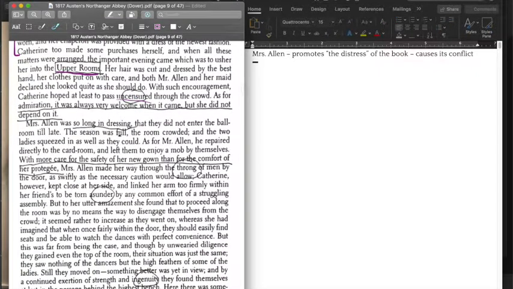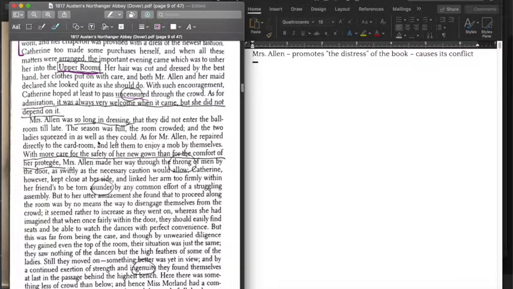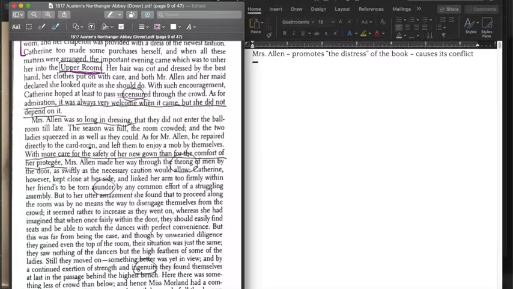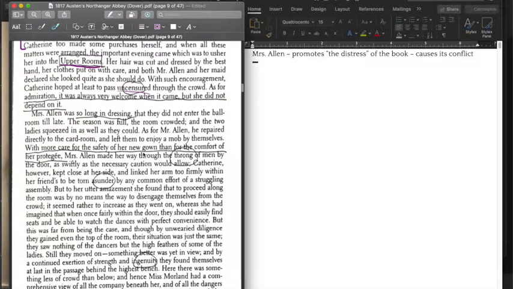Mrs. Allen was so long in dressing, she spent so much time getting dressed, that they did not enter the ballroom till late. The season was full. It means like it's high season, like everyone is there for the season. The room crowded, and the two ladies squeezed in as well as they could. As for Mr. Allen, he repaired directly to the card room and left them to enjoy a mob by themselves. So Mr. Allen's like, I'm going to go play cards.